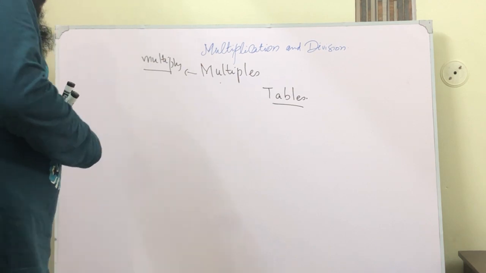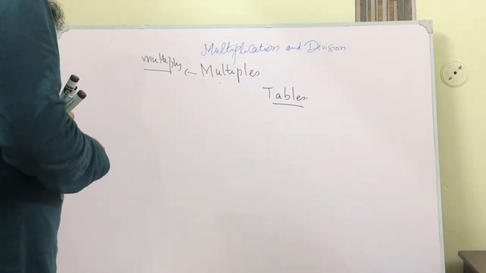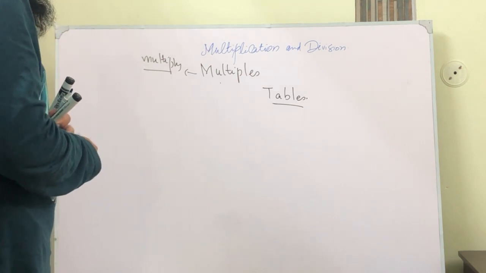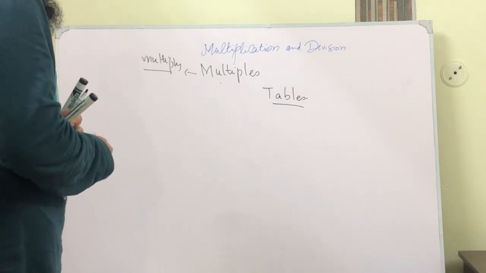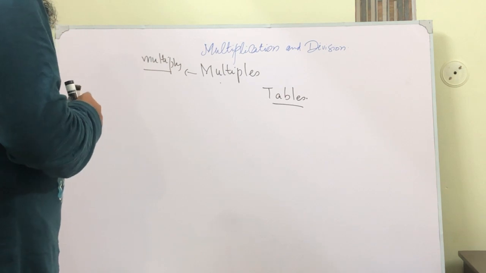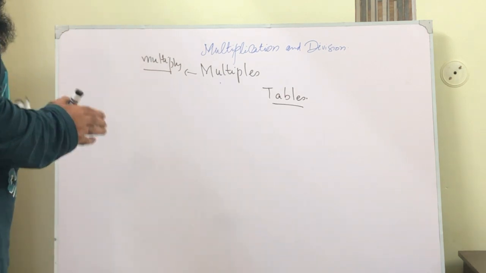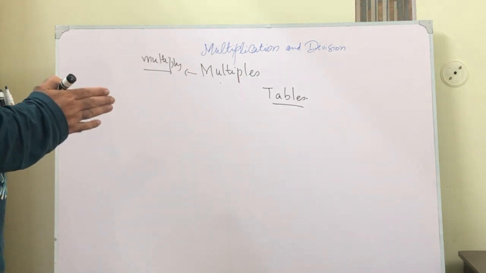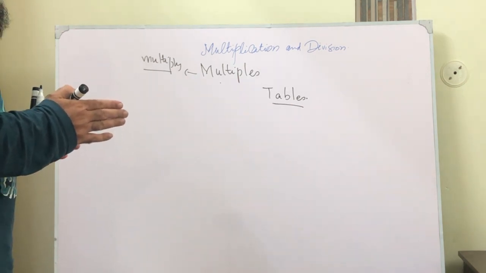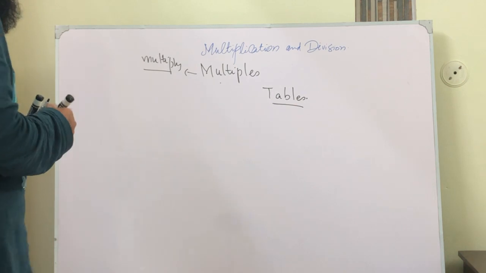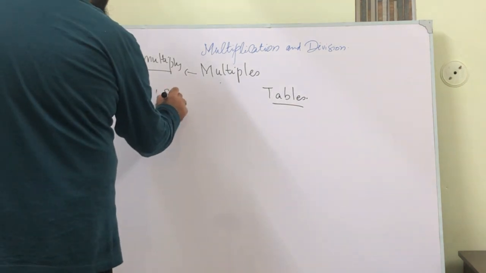Number 32, page number 32, point number 3. 18 toothpicks can be arranged into equal groups in different ways. So we need to find the factors of 18 and also the multiples of 18.